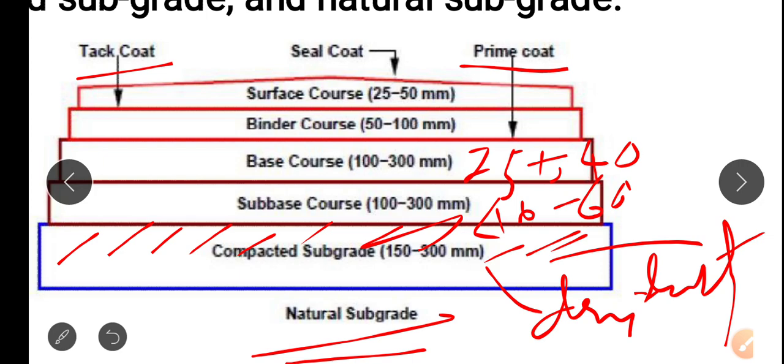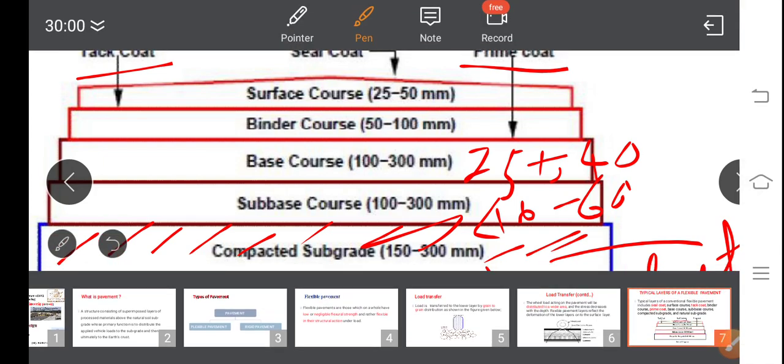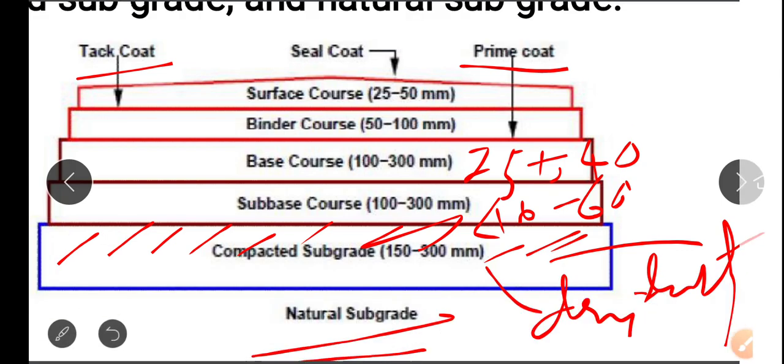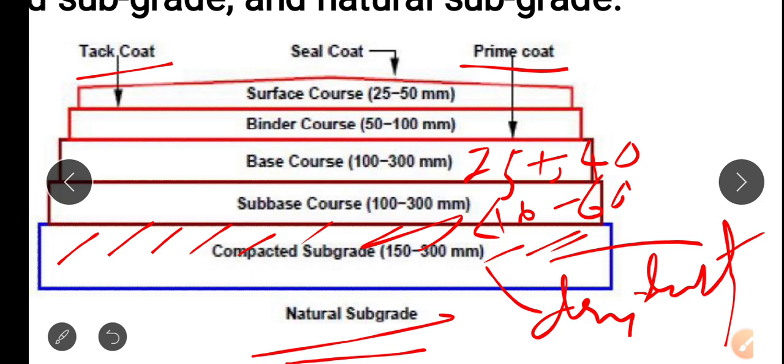And at the surface course there will be the seal coat. The seal coat, tack coat and prime coat are used just for the purpose of providing good bondage between the two successive layers. Please understand. These three coats: prime coat, tack coat, seal coat.